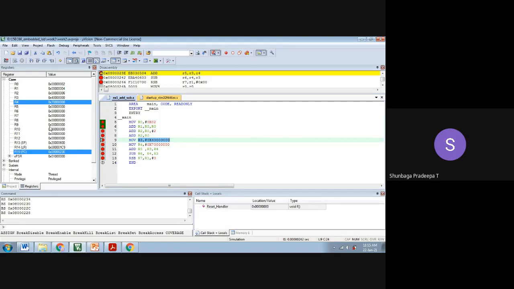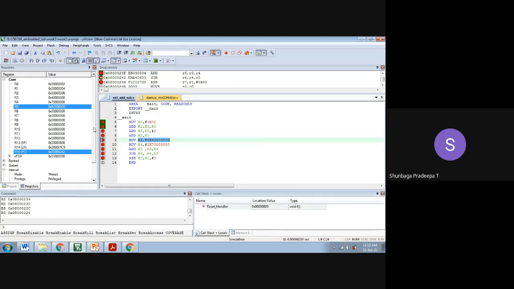So what will be the result? 7 plus 4, which is hexadecimal. So 8, 9, A and B. So the expected result is hex B00000. So let us see whether we are getting it. So the result is added and R5 is loaded with hex B0000.